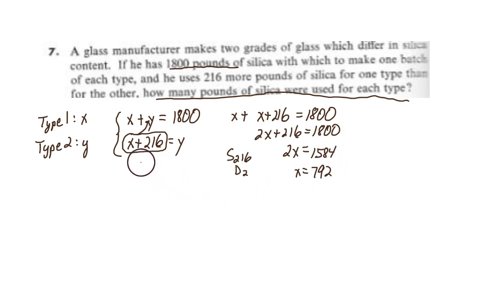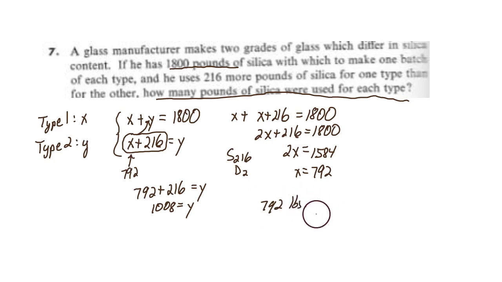Take that answer for x and substitute it for the letter x. We have 792 plus 216 is equal to y. These two numbers add up to 1008. Our first type of glass requires 792 pounds of silica. Our second type of glass requires 1008 pounds of silica.